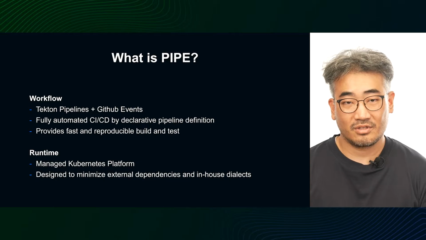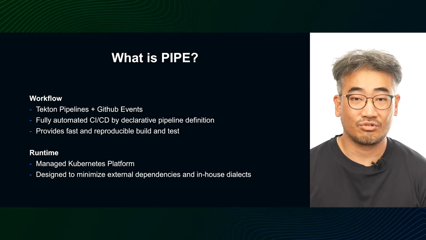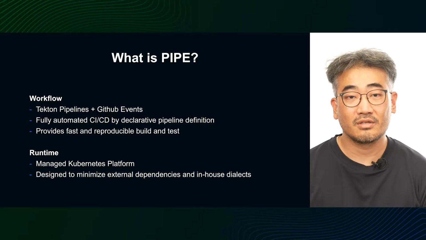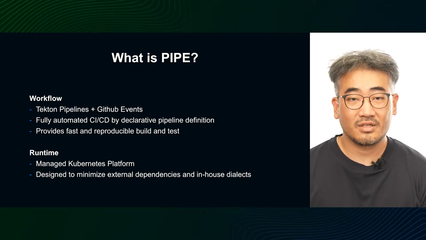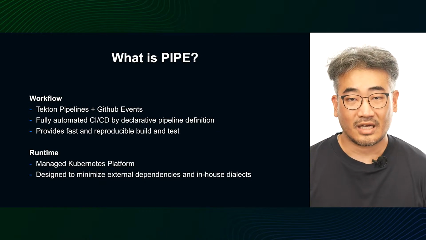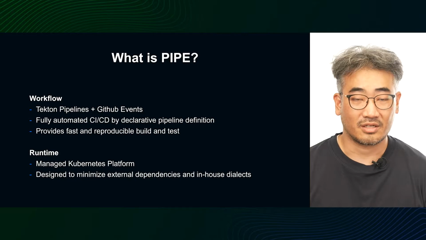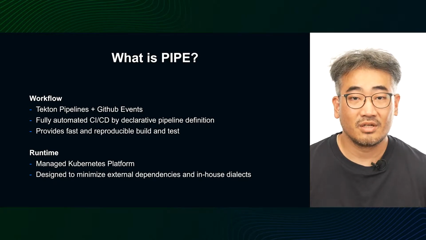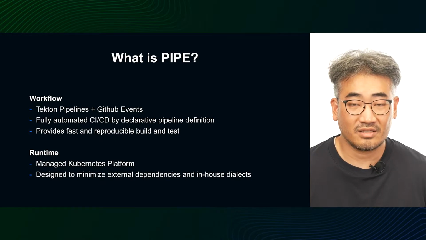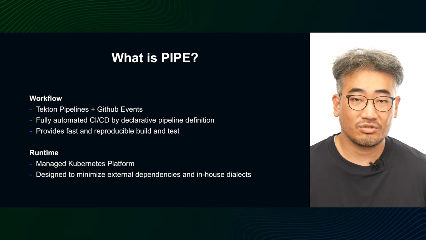Pipe currently has two components, Pipe Workflow and Pipe Runtime. Pipe Workflow is a combination of Tekton pipeline and GitHub events. We chose Tekton, and the most important factors we considered were, first, can it fully automate CI/CD? And second, was making declarative pipeline definition possible.